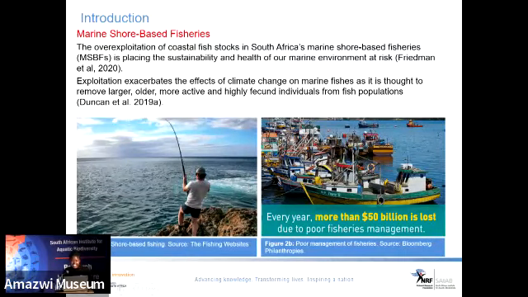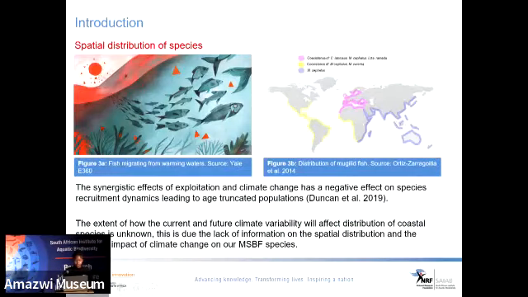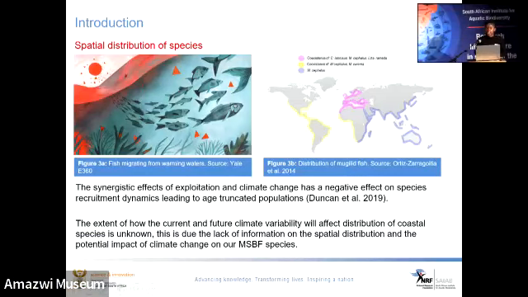The overexploitation of coastal fish stocks in South Africa's marine shore-based fisheries is placing the sustainability and health of our marine environment at risk, as exploitation exacerbates the effects of climate change on marine fishes, and it is thought to remove larger, older, and highly fecund individuals from fish populations. The synergistic effects of exploitation and climate change have a negative impact on species recruitment dynamics, leading to age-truncated populations.